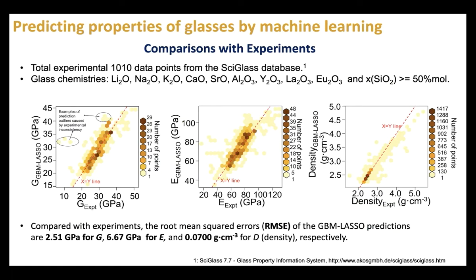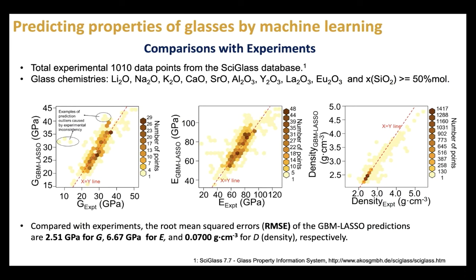More surprisingly, if you look at the left figure initially, you see that in the two dashed line circles there are some outliers where our machine learning is not consistent with experiment. Initially, we thought, okay, maybe our machine learning is not good enough for those compositions. But after careful checking, we found that maybe it's not because our machine learning is wrong, it's because the experiments are wrong.